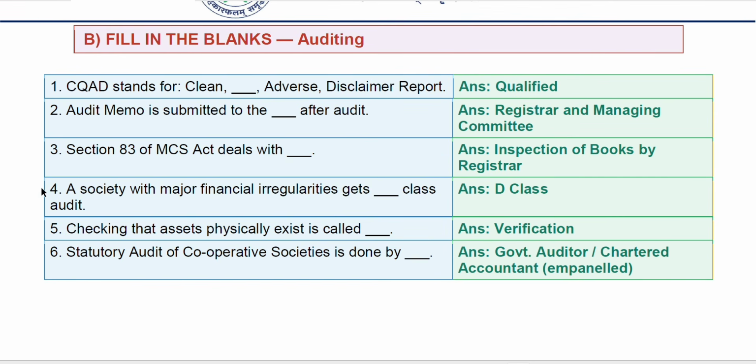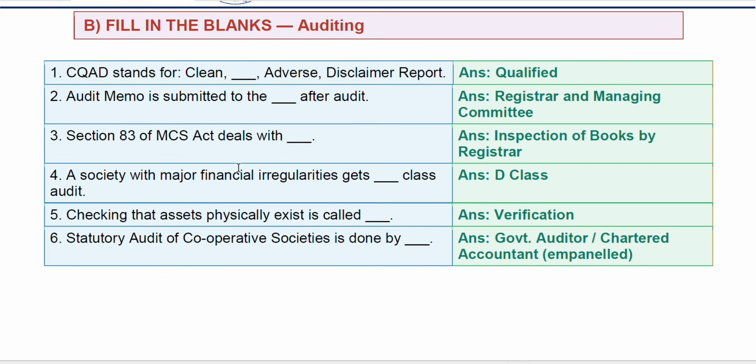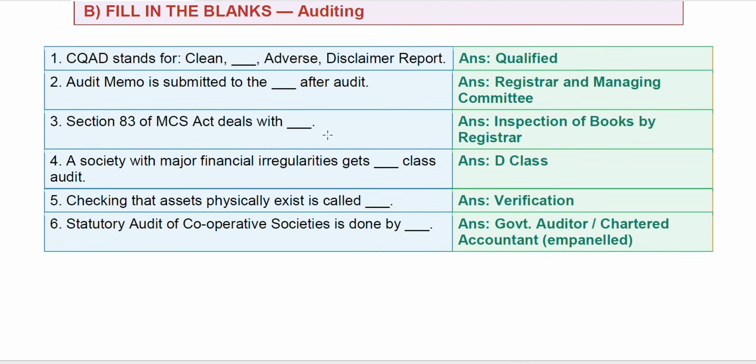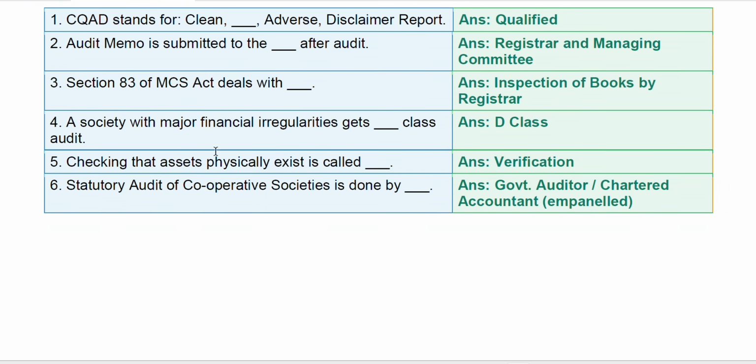Fill in the blanks for audit. CQAD stands for clean, qualified, adverse, disclaimer reports. This question is related to the audit classification. Audit memo is submitted to the dash after audit: registrar and managing committee. Section 83 of MCS Act deals with dash: inspection of books by registrar. A society with major financial irregularities gets dash class of audit: D class.